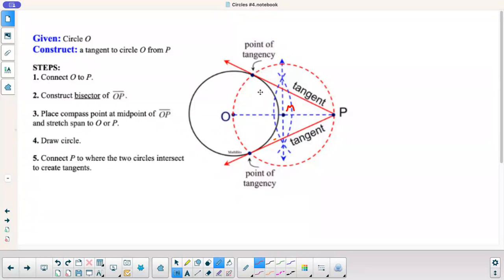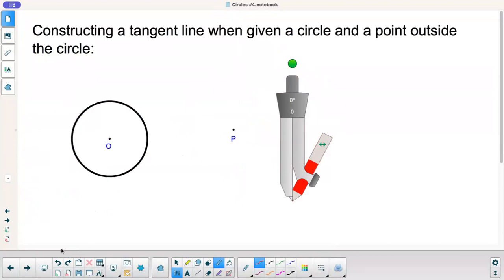And I really don't need this full circle. I really only need to make that arc right there and that arc. Once I have these points here, you can connect them. So you actually get two tangent lines, but you really only need one. Okay, so let's try it.